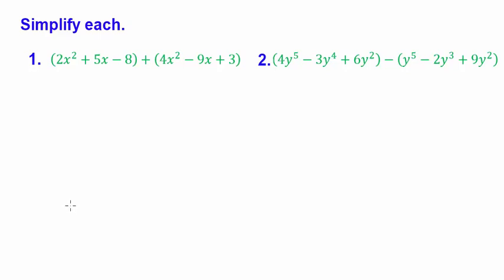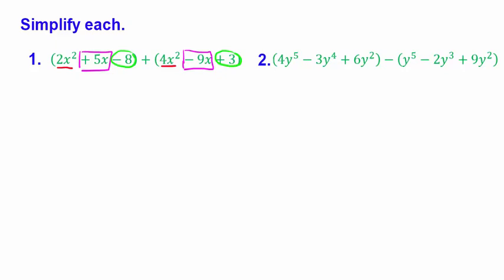For these two problems, we'll go ahead and add for the first one and subtract for the second one. So what I like to do, especially with adding, is group or identify what the like terms are. So I'm going to put a red line underneath the x squared terms. I'm going to put a purple box around the x terms, or we call those linear terms, and I'm going to put a green circle around the constant terms.